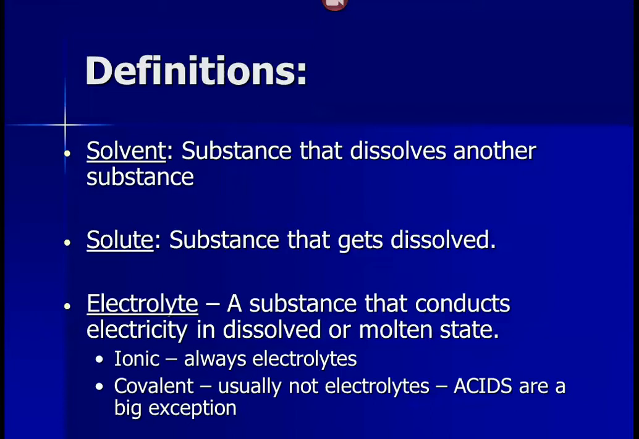And then an electrolyte. Now this is a term I've brought up in another video, but an electrolyte is a substance that conducts electricity when it's dissolved or in the molten state. And ionic substances always are electrolytes. Substances that use covalent bonding are usually not electrolytes, although they sometimes can be. When we study acids and bases, we'll see acids are a big exception to this. They're covalently bonded, but they are electrolytes.